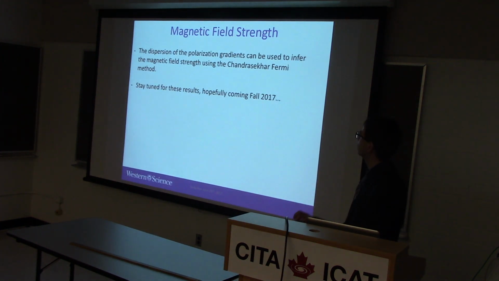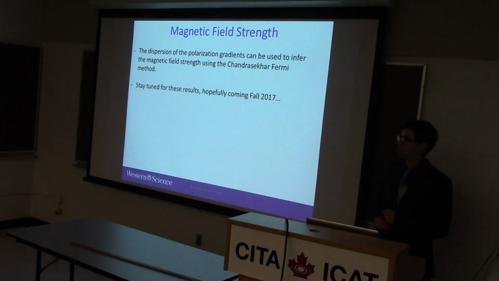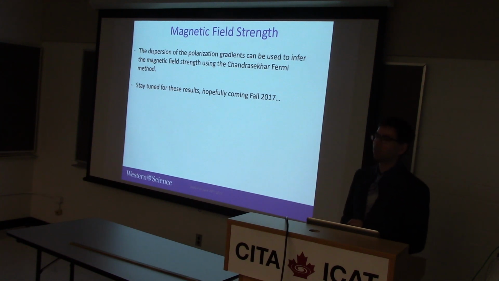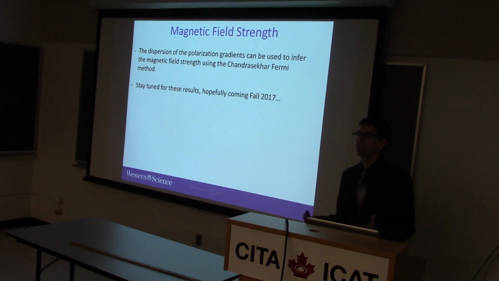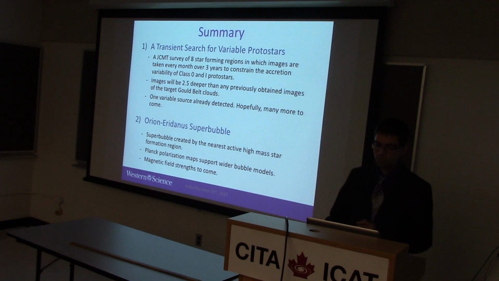I should also mention that from the polarization data, we can also get a magnetic field strength out from the Chandrasekhar-Fermi method, but we're currently working on that right now. We don't actually have any measurements. So stay tuned. Hopefully we'll have a paper out in the fall with the full magnetic field analysis to say how strong it is, whether it's dynamically important, as well as the full paper writing up what is actually the size of the bubble. That's pretty much all I wanted to say.